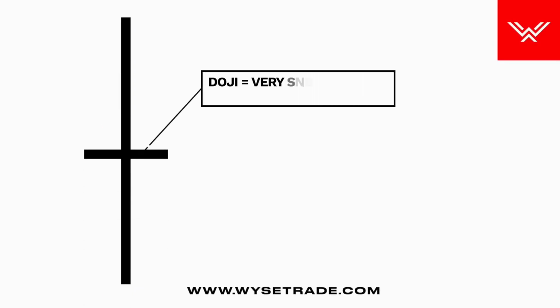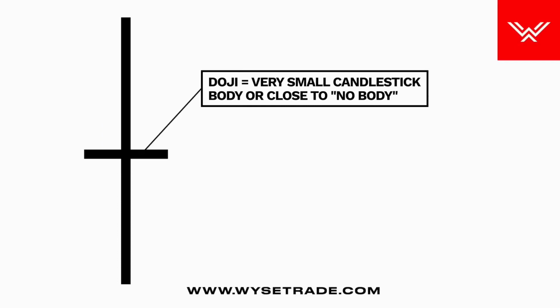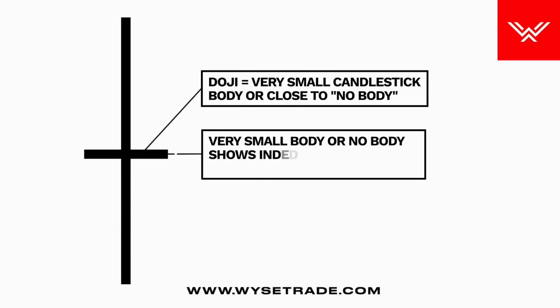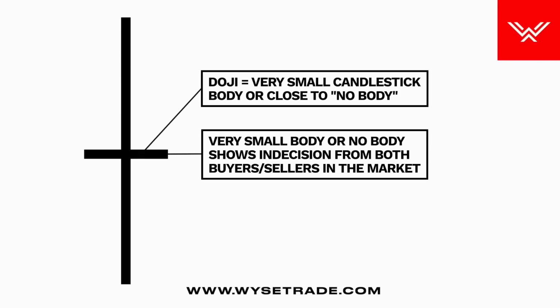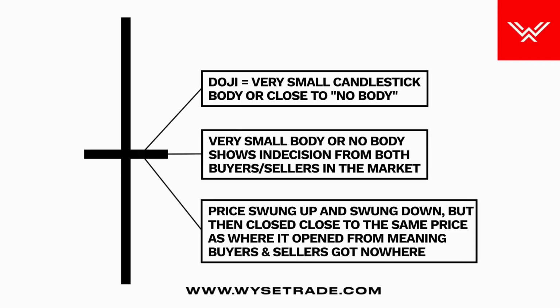When you have a very small candlestick body or close to no body, this is known as a doji, which represents indecision from buyers and sellers because price swung up and swung down during that time, but then closed close to the same price as where it opened from, which means buyers and sellers got nowhere and again shows indecision.